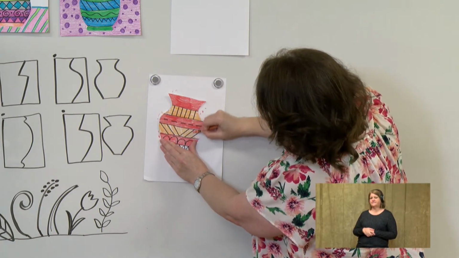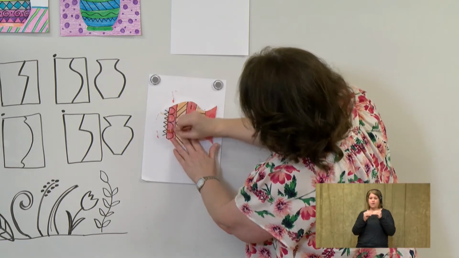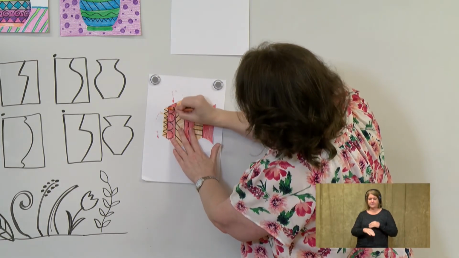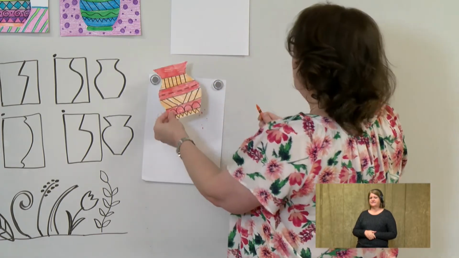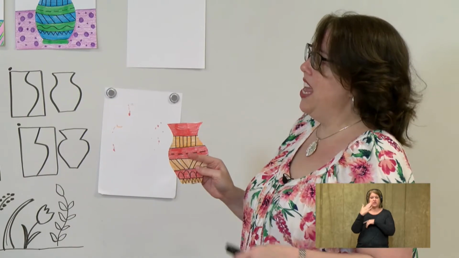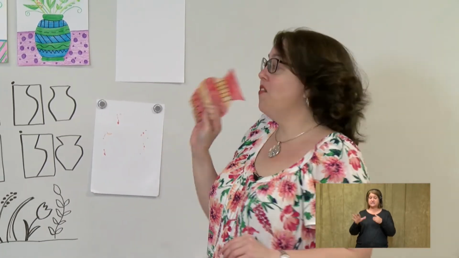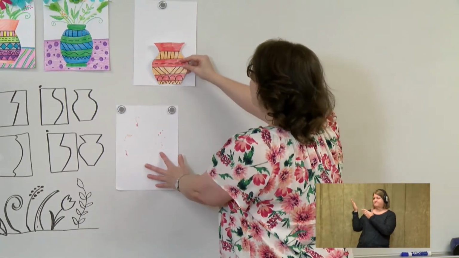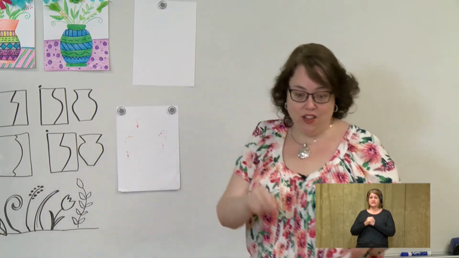All right. And then one more little spot at the bottom. There we go. All right, so our vase is colored in. So let's look at what we're going to do next. We're going to add the flowers to our vase. So we're going to put this vase down at the bottom, and then we're going to add those flowers.